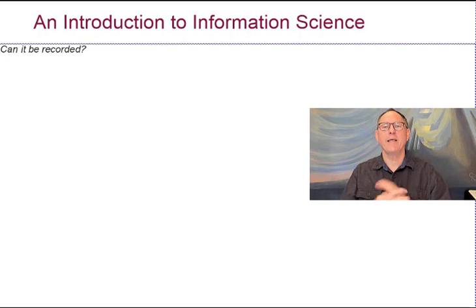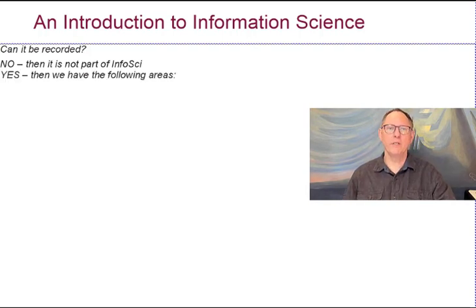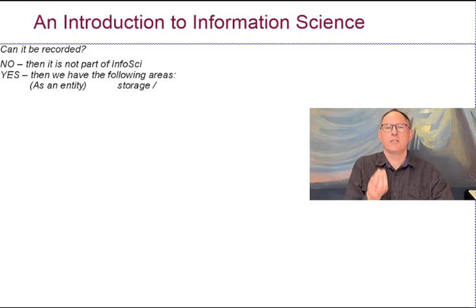The first thing is, can it be recorded? Can information be recorded? If it cannot be recorded, guess what? Then it's not part of information science. So let's look at what can be recorded. So what can be recorded? That's the big thing. So let's take an entity that's now recorded.